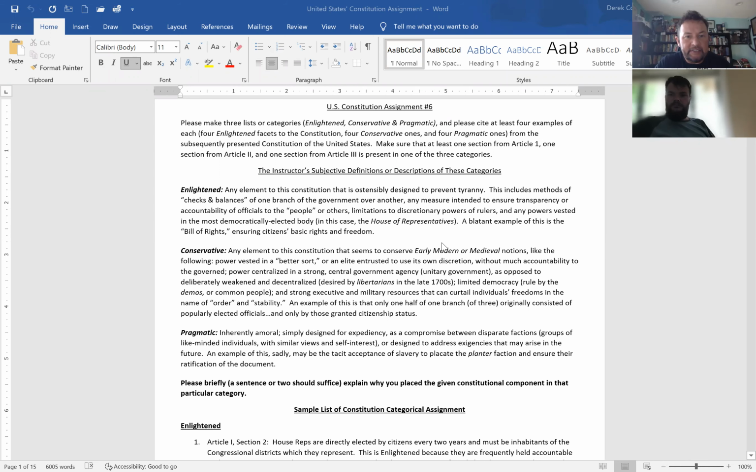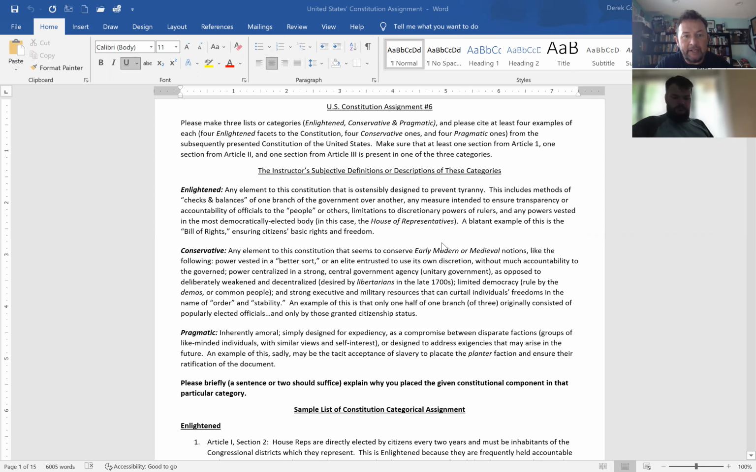Please make 3 lists or categories: enlightened, conservative, and pragmatic. And please cite at least 4 examples of each. So 4 enlightened facets to the Constitution, 4 conservative ones, and 4 pragmatic ones from the subsequently presented Constitution of the U.S. Make sure that at least 1 section from Article 1, 1 section from Article 2, and 1 section from Article 3 is present in one of the 3 categories. So they don't have to all be represented in all 3.